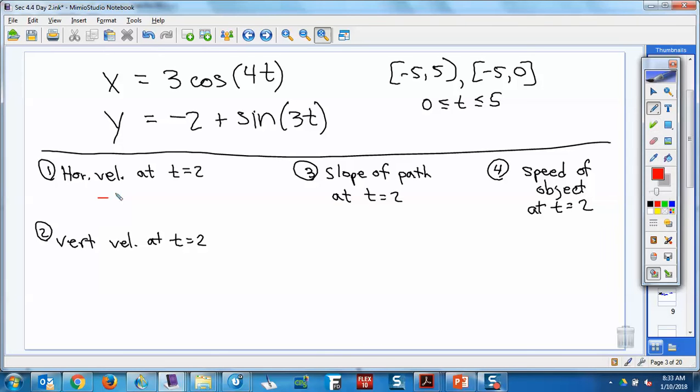Horizontal velocity, negative 11.872. I didn't give you any units here, so that's fine. Vertical. Okay, right there, that tells you what's happening. Left and up, right? Left.